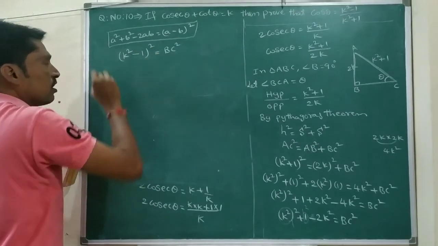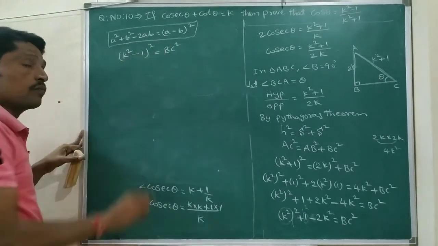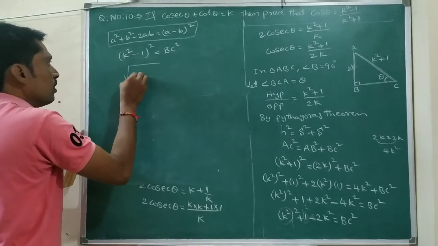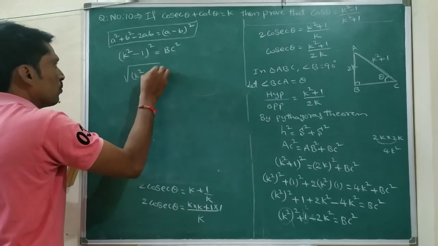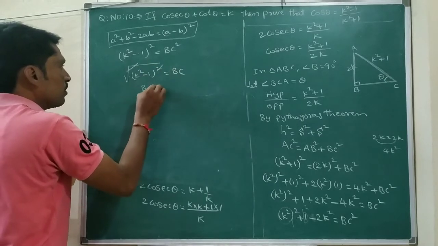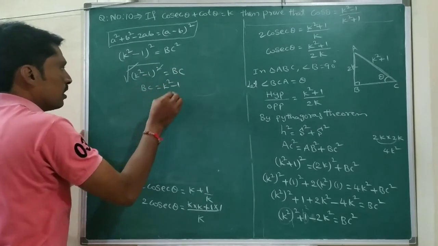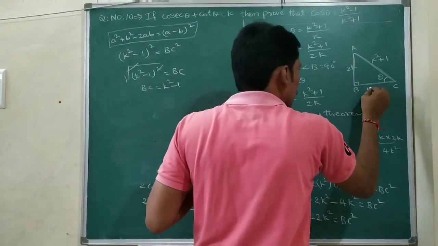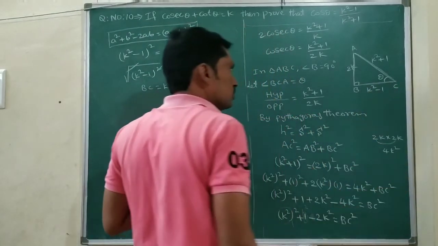This square you can transpose to the right, square becomes root, means under root of (k square minus 1) whole square equal to BC. Square root gets cancelled. BC equal to k square minus 1. So here we got it, BC value we got. BC means k square minus 1 we got.